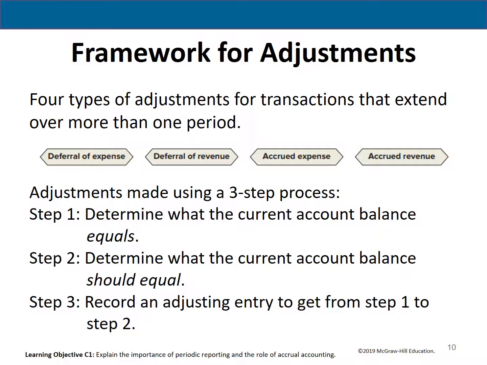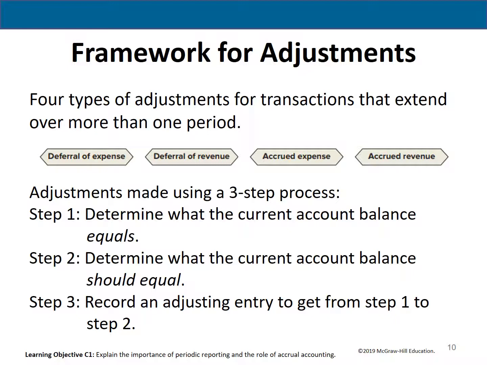And that's why we have this thing called adjusting entries. Adjusting entries are really the result of finding missing revenues and expenses and creating journal entries for them. Now they call them adjustments, okay? And you can see the common ones. The first one's called deferral of expense, deferral of revenue, accrued expense, and accrued revenue.